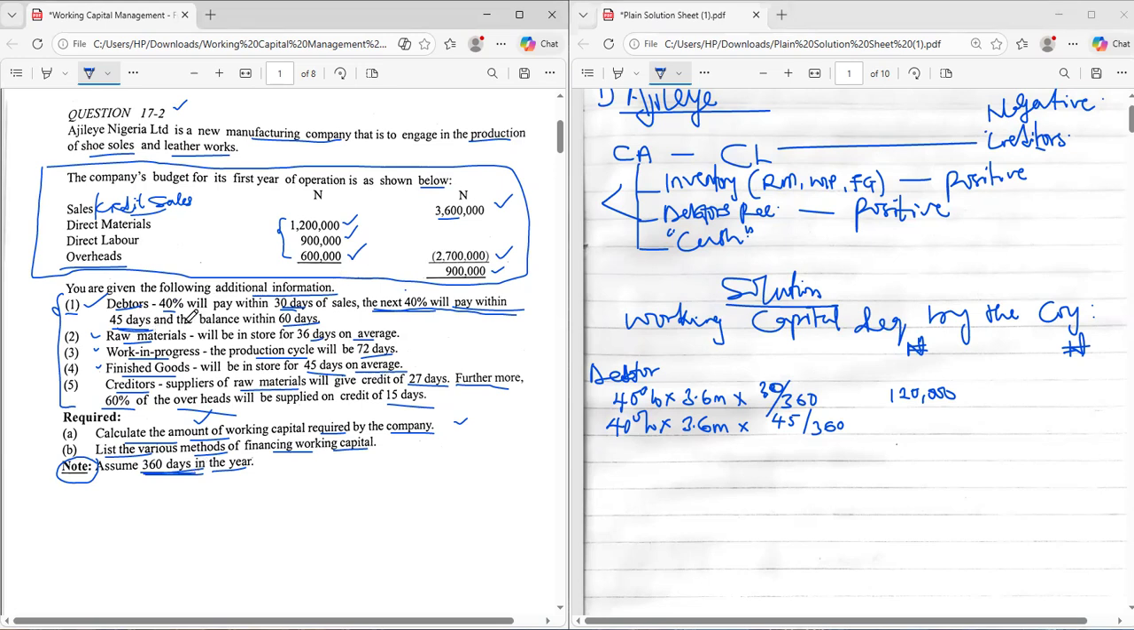Somebody should help me with the balance. Sir, I followed the question that the next 40% will be within the next 45 days also, so I thought it would take care of the first 30 days. I don't know if I'm right or wrong. No, you are wrong. Treat them individually. You understand? Treat them individually.